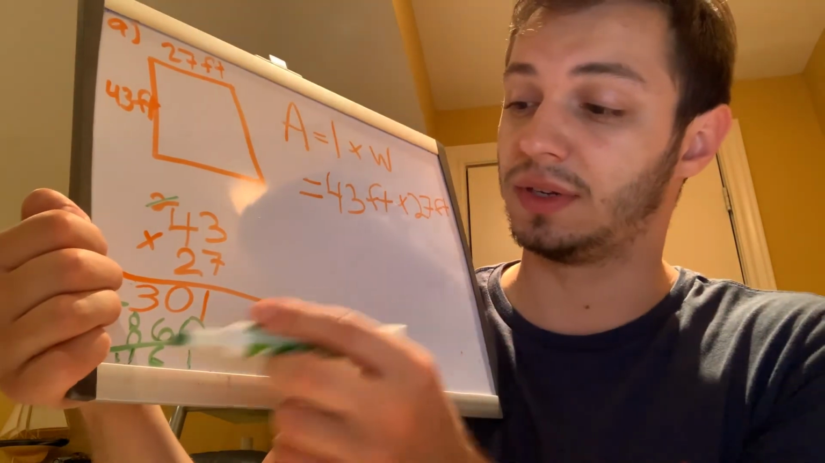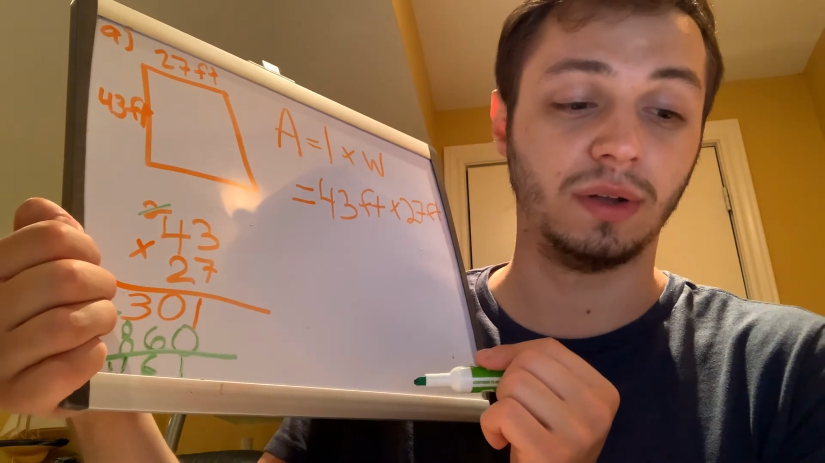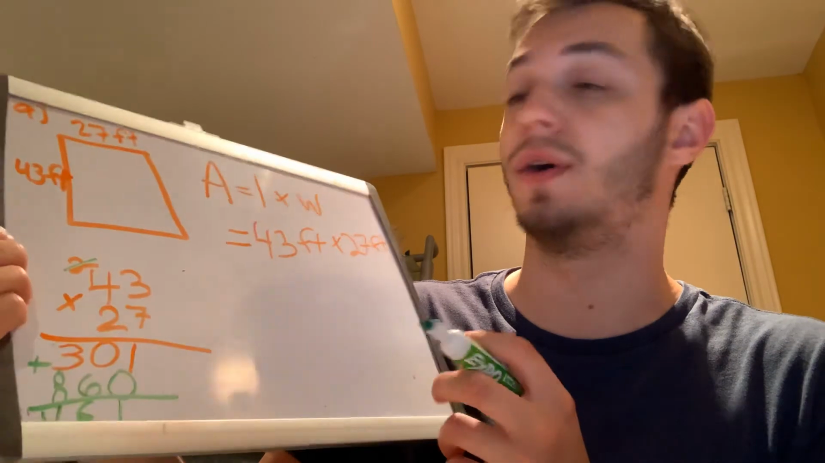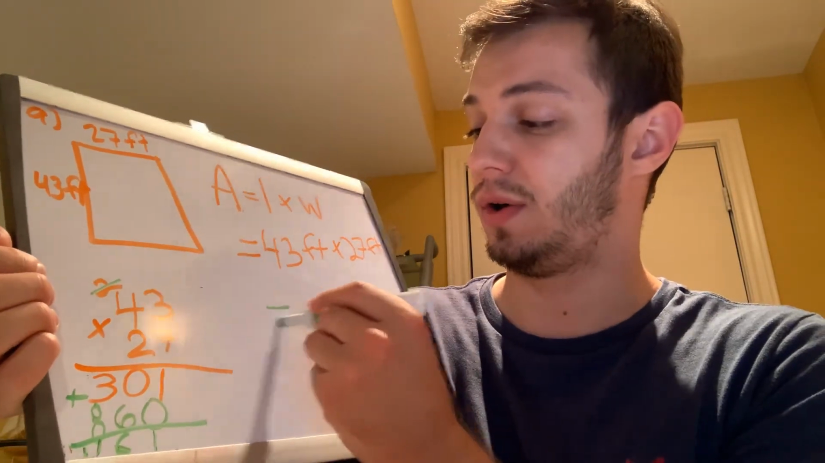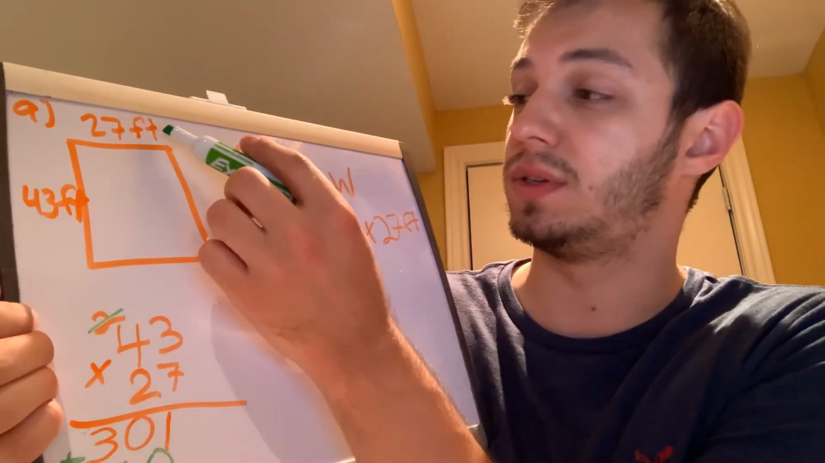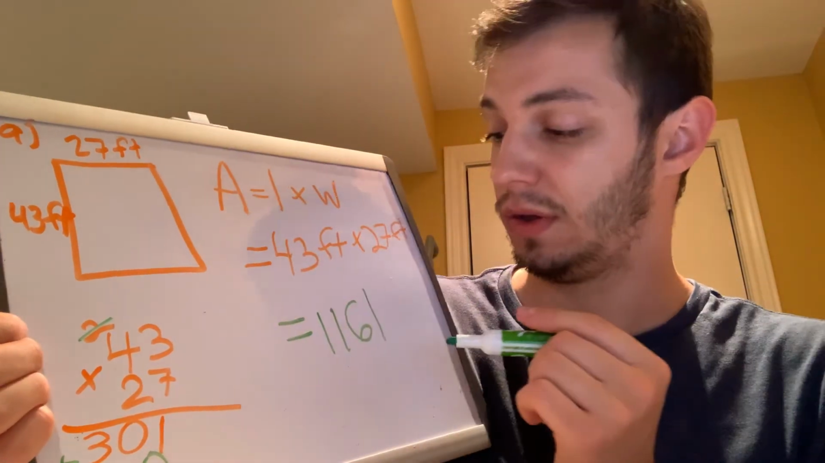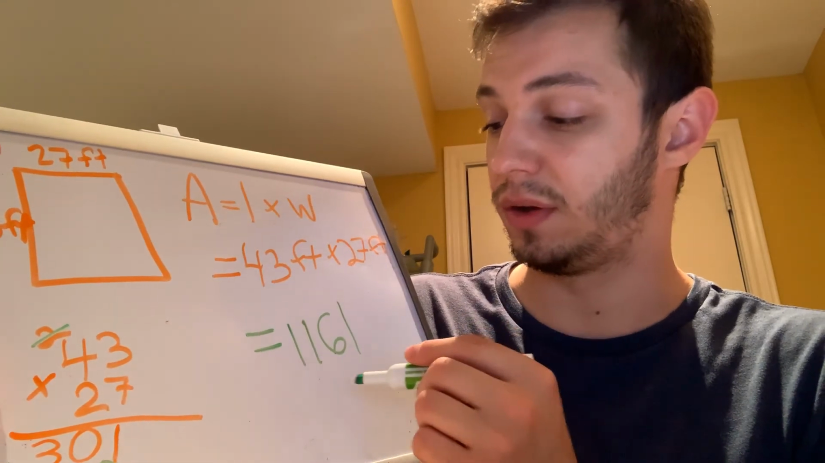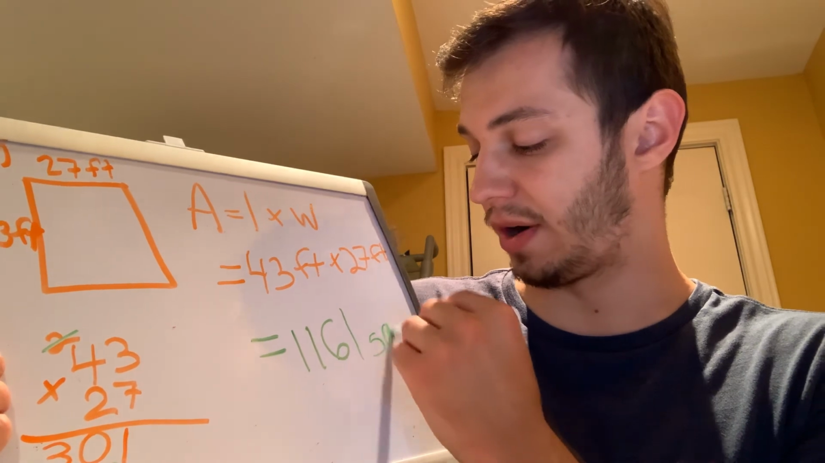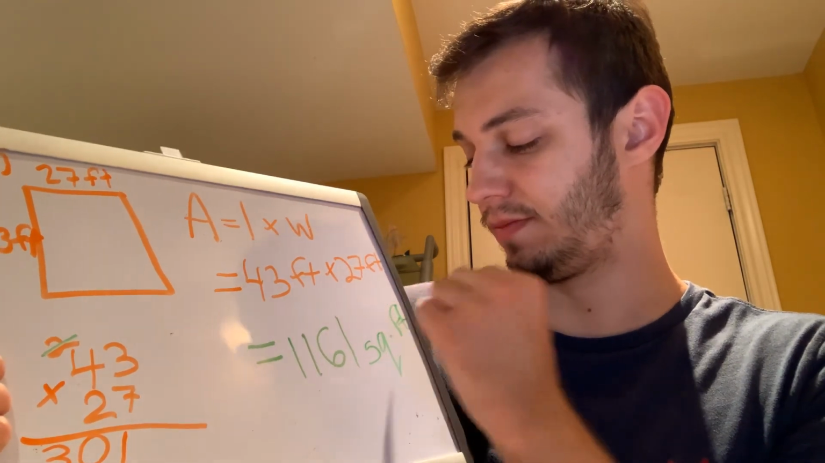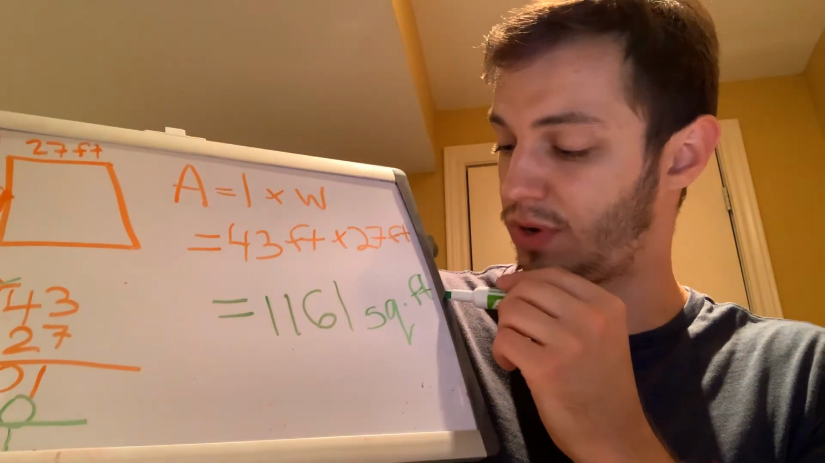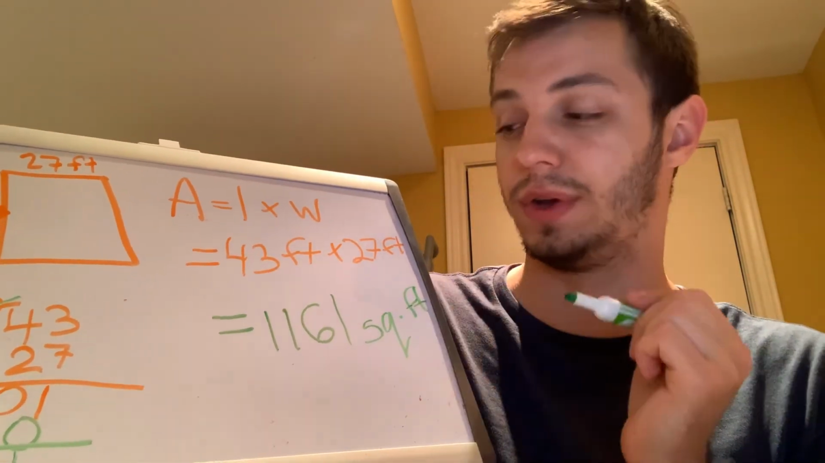So our answer is 1,161. However, we're not done yet. Remember, when we're dealing with area, we need to have our units. So if you look at the units, we can tell that it's in feet. So our answer is going to be 1,161 square feet. So that's our area. Right, I have my units and I remember to have my square units.